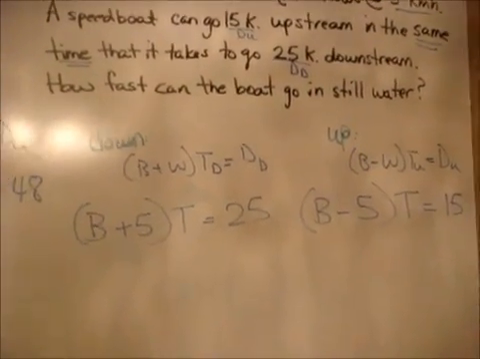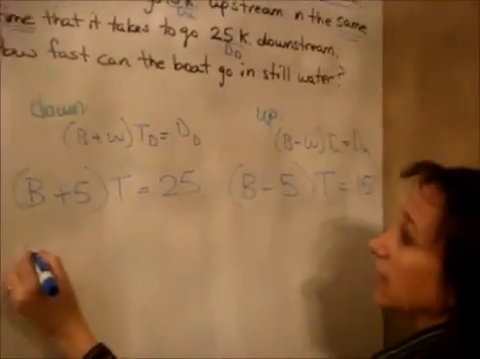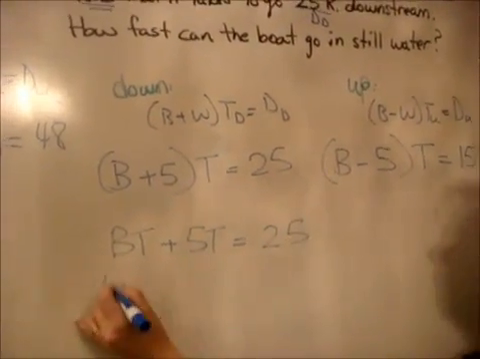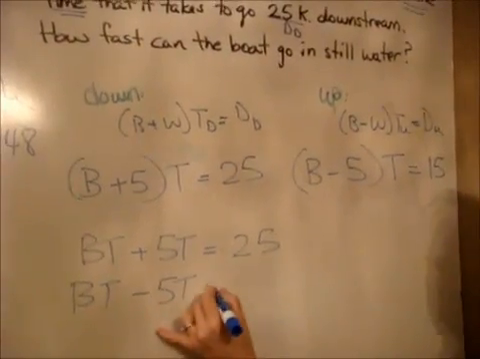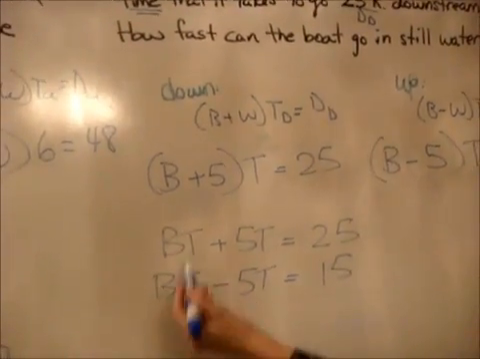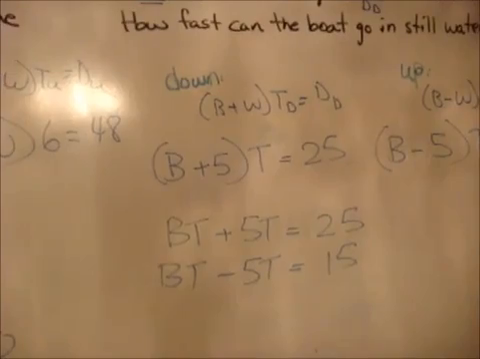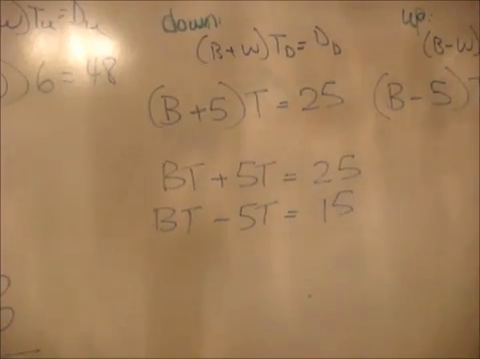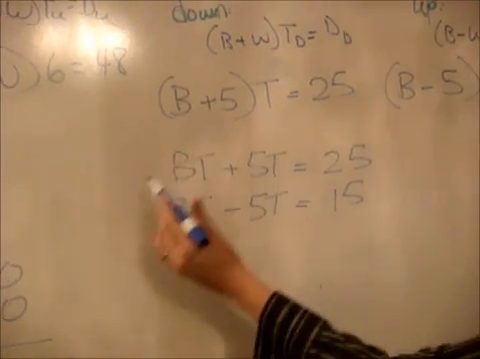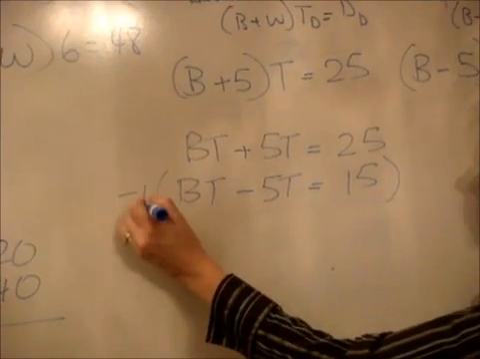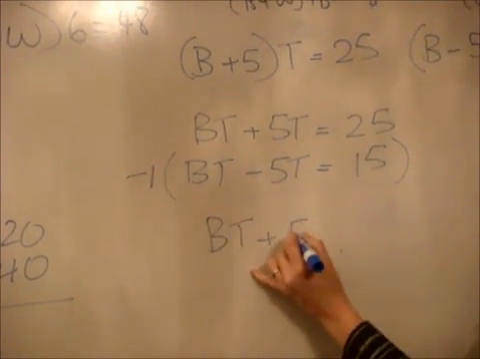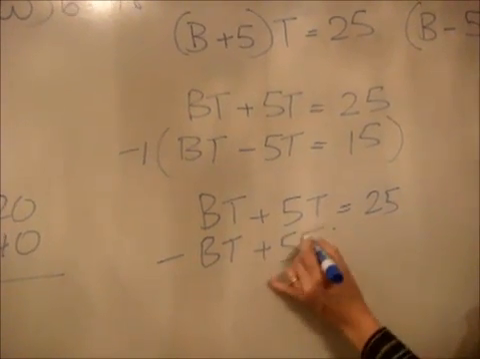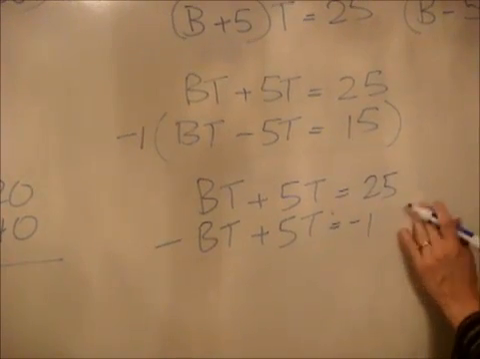Now we're going to distribute and solve simultaneously. So we're going to get BT plus 5T equals 25. BT minus 5T equals 15. Now here's the tricky part. We have these 5T and minus 5T, and it would be simple just to think we could eliminate them and just get 2 BTs, but what are we going to do with the BT? So we want to eliminate the BTs by multiplying the second equation by minus 1. So we'll get BT plus 5T equals 25, minus BT plus 5T equals minus 15.